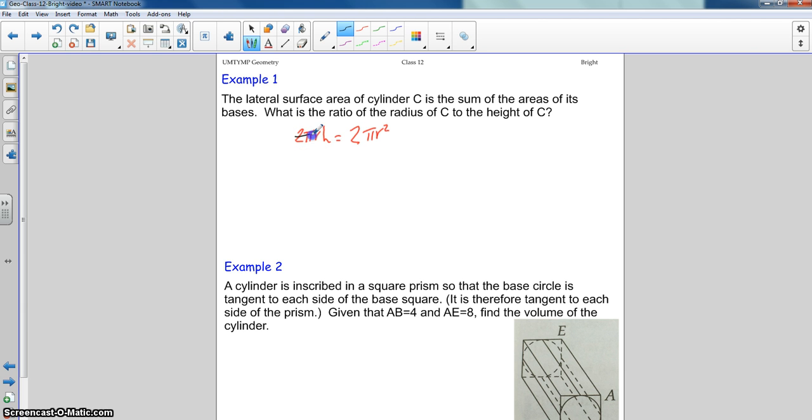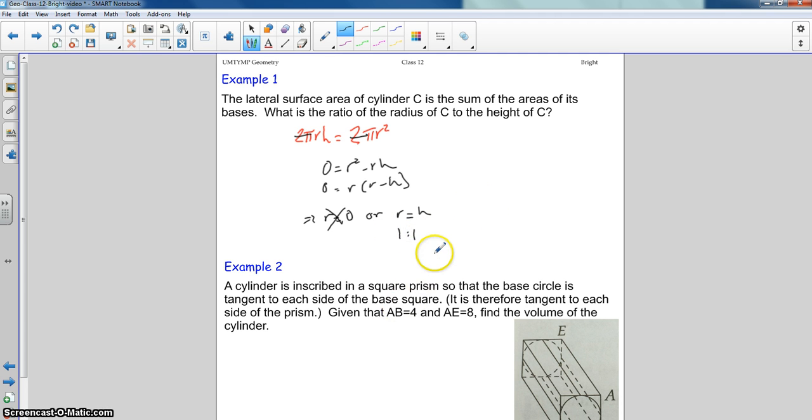So I can cancel out the 2 pi's, the constants, and move everything to one side. I get 0 is equal to r squared minus r h. Factor that out: r times (r minus h). So either the radius is 0, which, if that was the case, then I wouldn't have a cylinder, or r is equal to h. This one can't happen. The question is, what is the ratio of the radius to the height? That's actually answered for us right here. It's a 1-to-1 ratio, because they're the same.